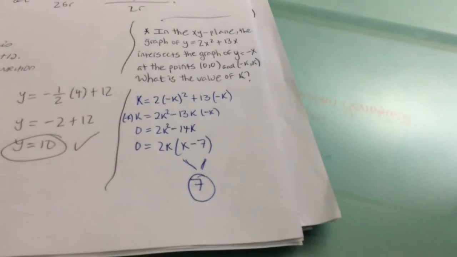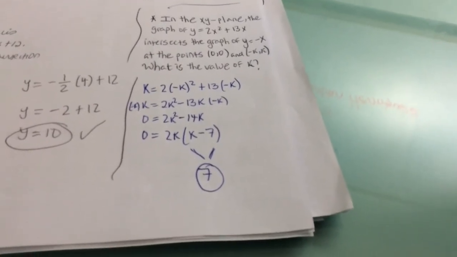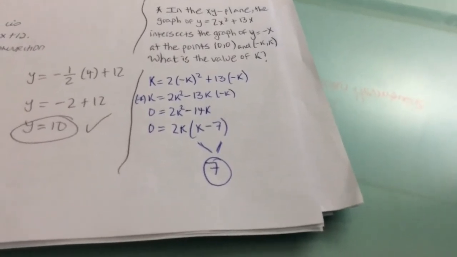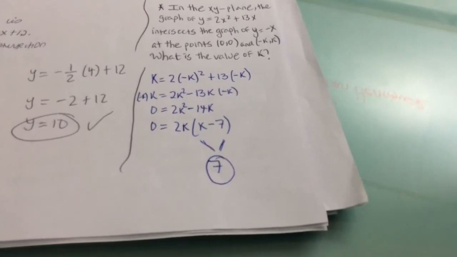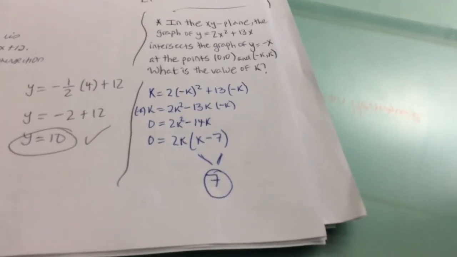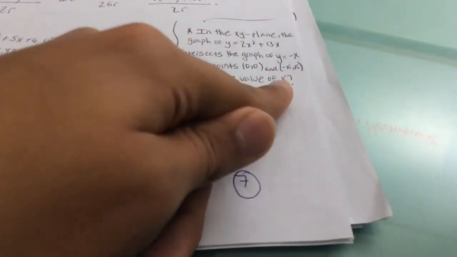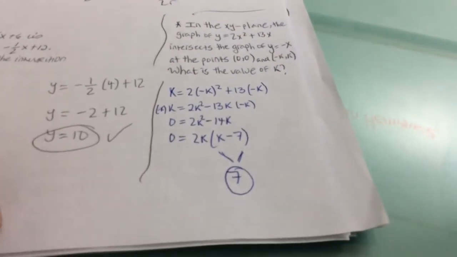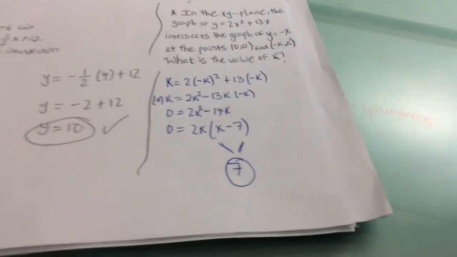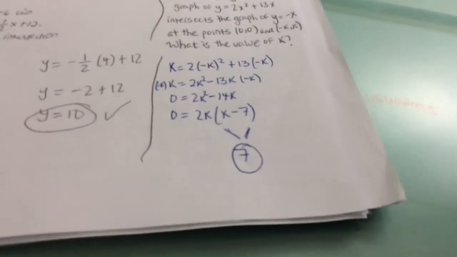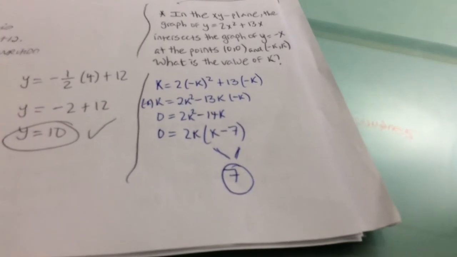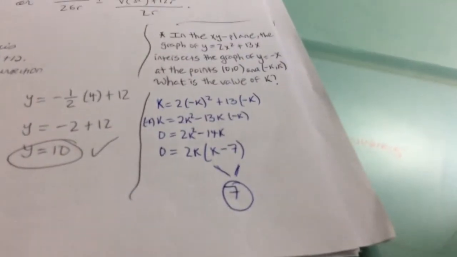In the xy plane, the graph of y is equal to 2x raised to the power of 2 plus 13x intersects the graph of y is equal to minus x at the points 0, 0, and this point. What is the value of this variable? Okay, here you need to say this variable is equal to 2 minus x raised to the power of 2 plus 13.